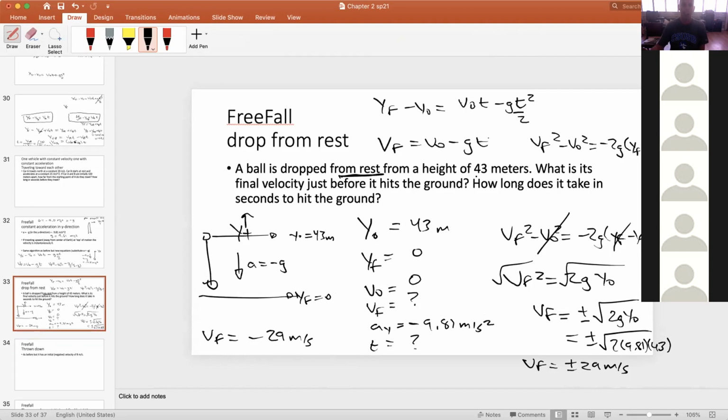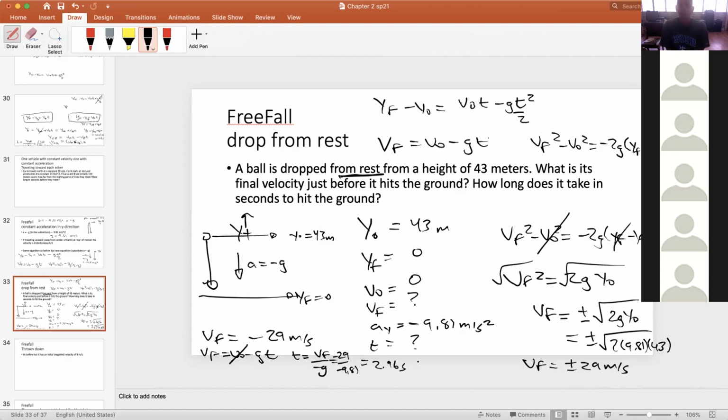Once I have that, if I want to solve for t, I can use V final is V initial minus gt, get rid of that. Remember that this means t is V final divided by negative g, which is negative 29 divided by negative 9.81, not negative 9.81. This becomes 29 divided by 9.81, 2.95, or yeah, 2.96 seconds.